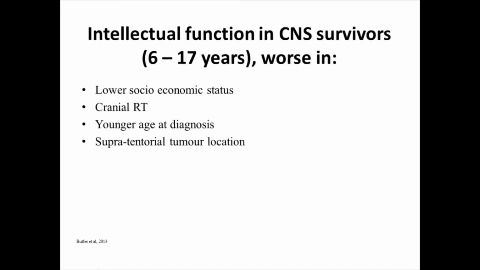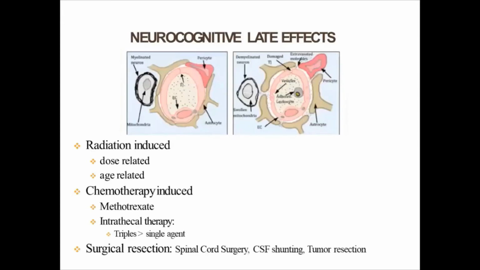So what are the intellectual functions in CNS survivors? It is worse in lower socioeconomic status, in patients who have received cranial radiotherapy, younger age of diagnosis, and tumors with supratentorial location. So what are the neurocognitive late effects? They can be radiation induced, chemotherapy induced, or associated with surgical resection. Radiation induced can be dose related or age related. Chemotherapy induced can be due to methotrexate or intrathecal therapy, and surgical resection such as spinal cord surgery, CSF shunting, or tumor resection.